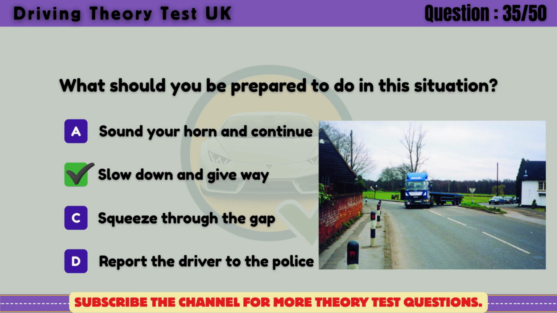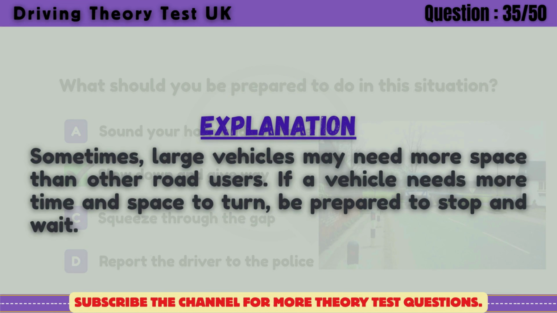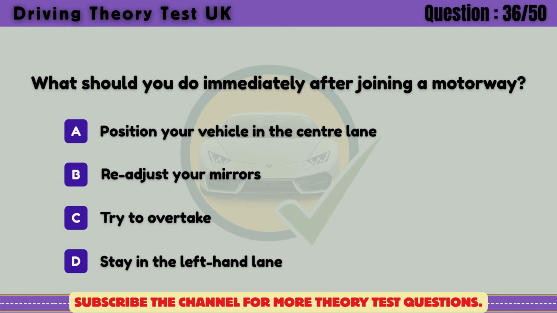Answer is B. Slow down and give way. Sometimes, large vehicles may need more space than other road users. If a vehicle needs more time and space to turn, be prepared to stop and wait. Question 36. What should you do immediately after joining a motorway?